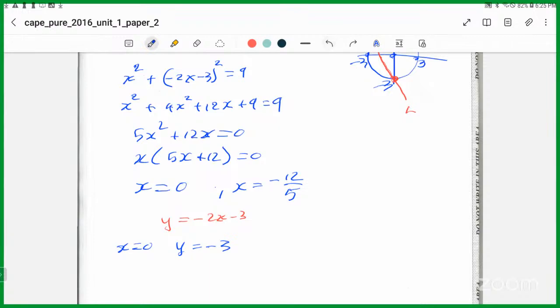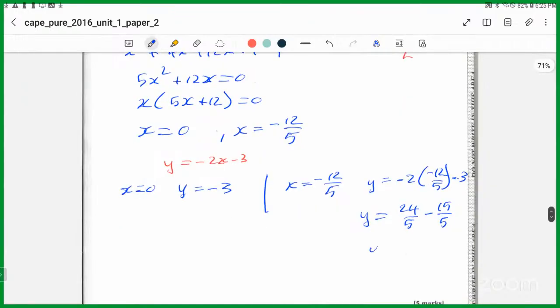And the other one is where x equals minus 12 over 5. y becomes minus 2 times minus 12 over 5, and minus 3. That's us putting this value right here for the x. And so y becomes positive 24 over 5 minus 3, and 3 is the same as 15 over 5. So y equals negative 9 over 5. Alright.